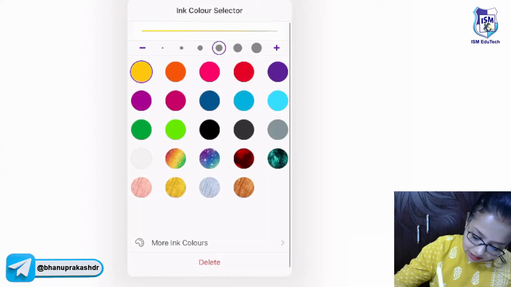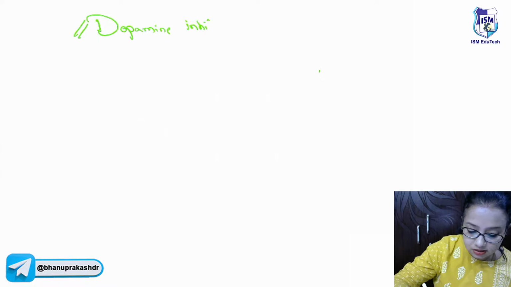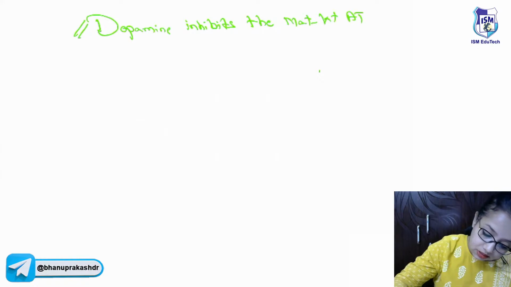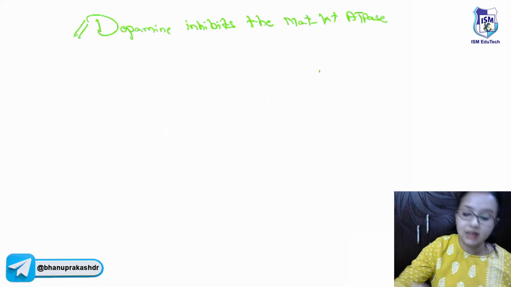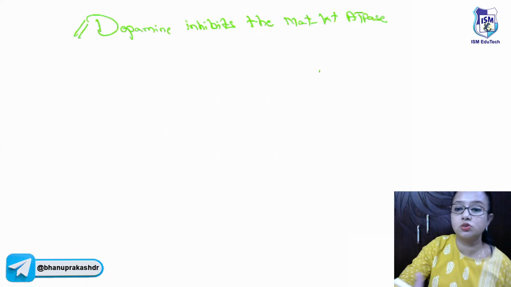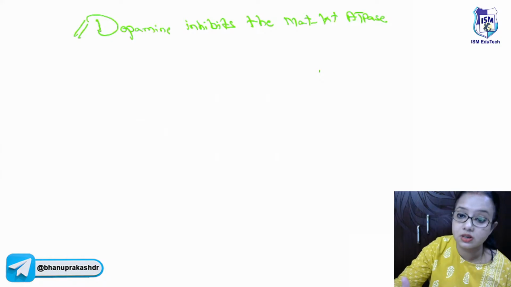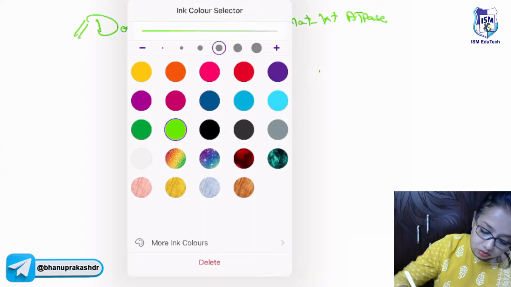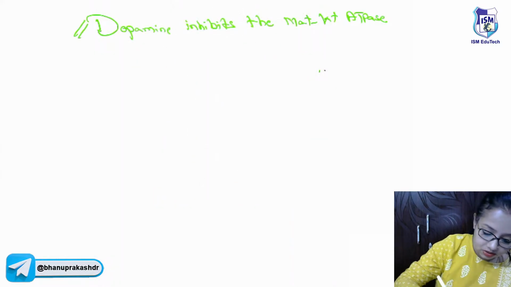What inhibits this sodium potassium ATPase is dopamine. This inhibits the sodium potassium ATPase pump activity. It slows it down, and it does so by the method of phosphorylation. Okay. What is the clinical implication? What is the clinical aspect?